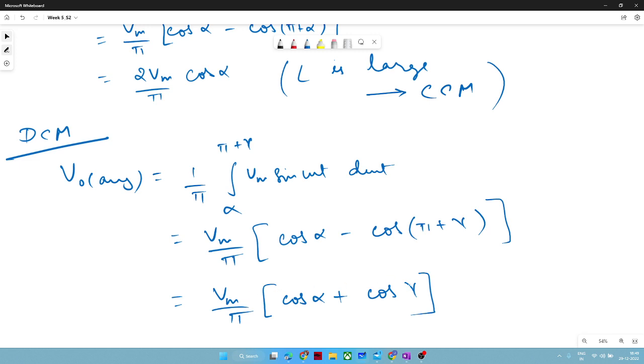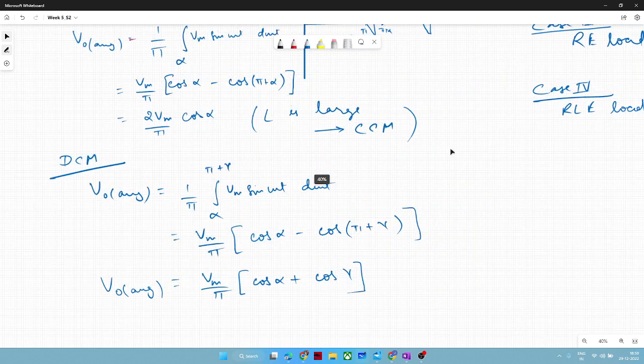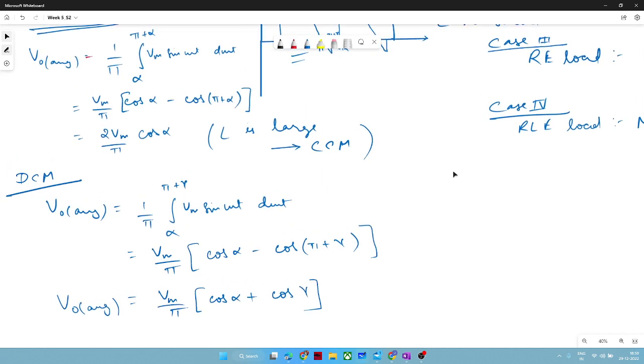Okay. And if gamma would have been 0, then again you can go back to the R load, because gamma is 0 and it is also in discontinuous conduction mode. After pi, it is not conducting. Then you will get Vm by pi 1 plus cos alpha. Okay. So is there any doubt in this calculation of average output voltage? No, sir. Okay, fine.